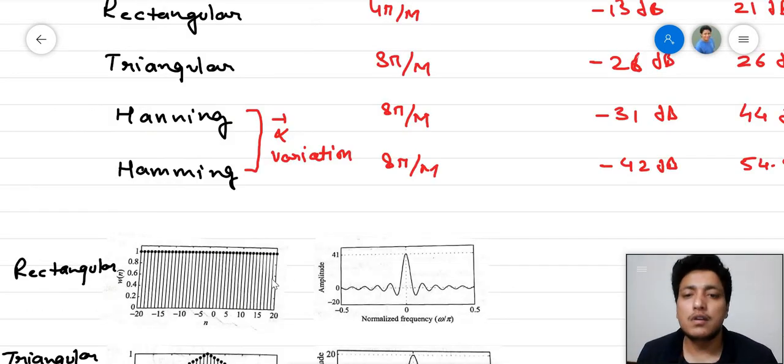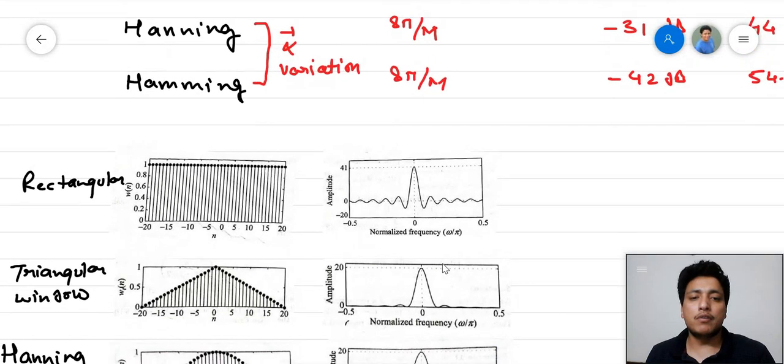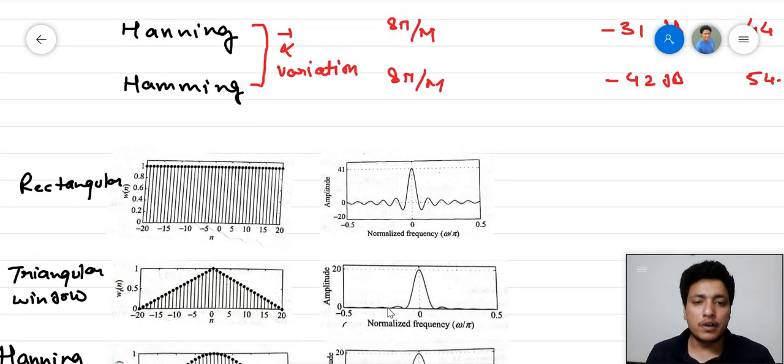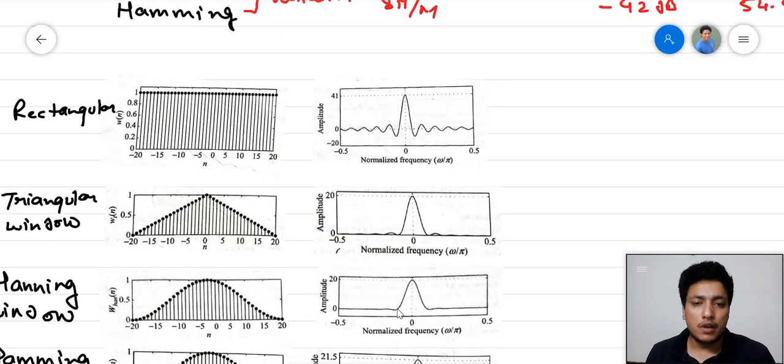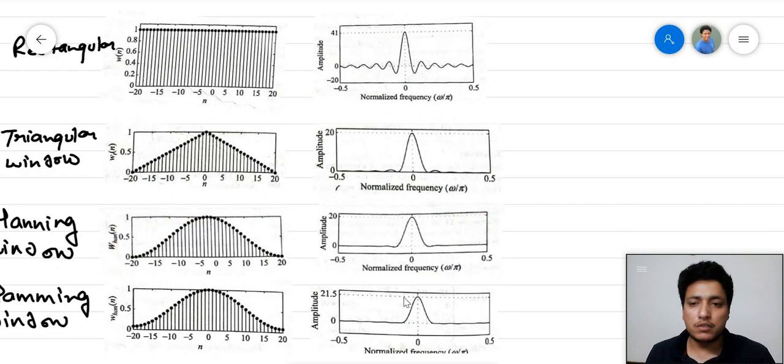Then after the time domain representation, we can see the normalized frequency response. There are a lot of side lobes which contain a lot of area in the rectangular window due to the sharp transition at minus 20 and 20. When we move towards the triangular window, these side lobes are somewhat reduced compared to the rectangular window. When we move towards the Hanning window, it has only one dip at this particular point and then it is nearly constant, and when we move towards the Hamming window, that particular dip is also gone and the side lobes have nearly vanished.